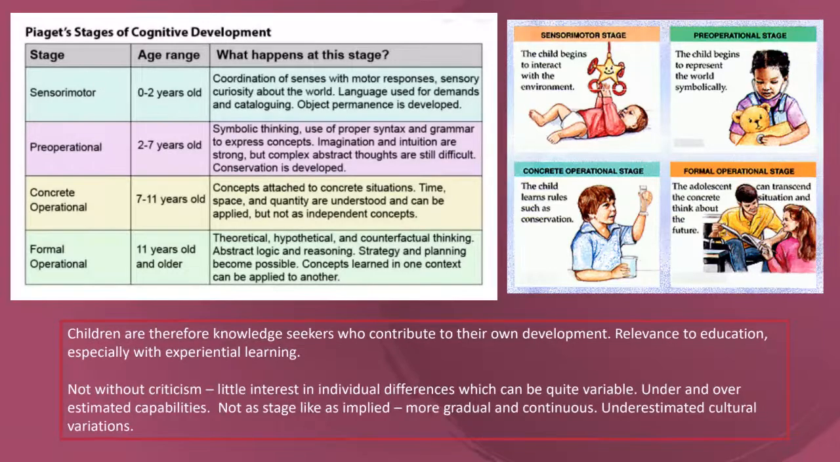So if you have an object and it's sitting there and you put a cushion over it, the child begins to understand that the object is permanent, it's just been covered rather than it's disappeared completely. So we develop these various ways of dealing with the world around us.